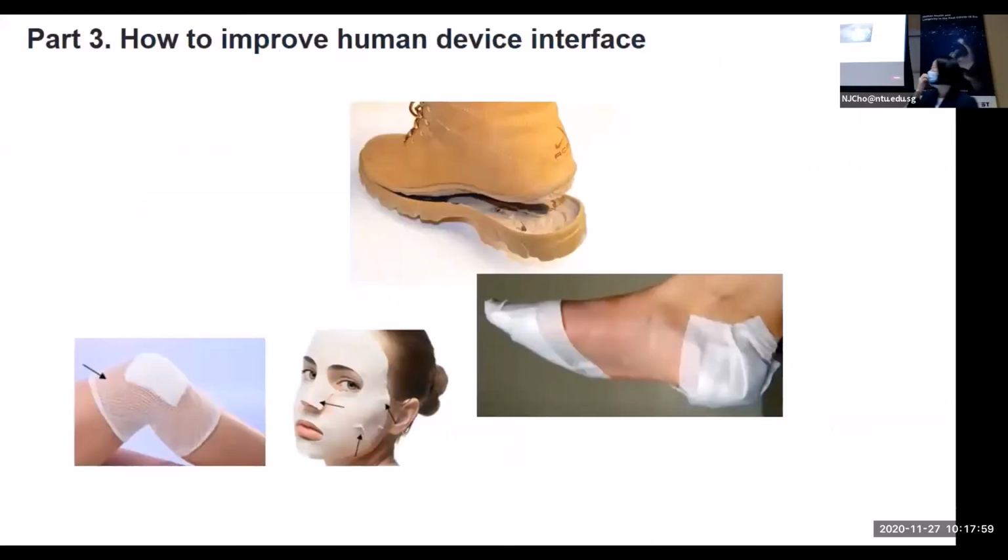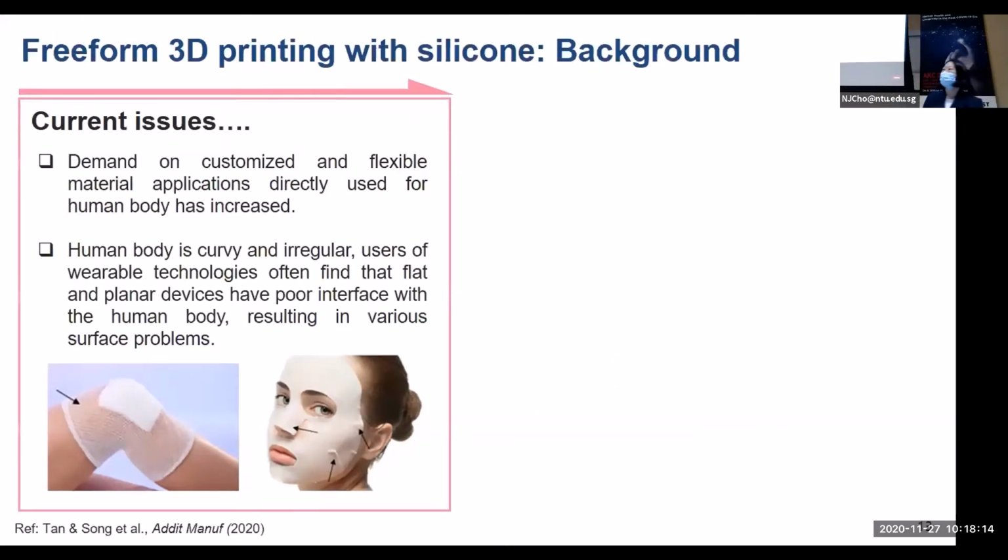The problem of vascularization I skip because of the time limit, and I jump to part 3: how to improve the human-device interface to make flexible electronics more usable. Many flexible electronics are fancy, nice, very promising, I agree. But the flat geometry itself, as a structural mechanics expert, is not a good idea.